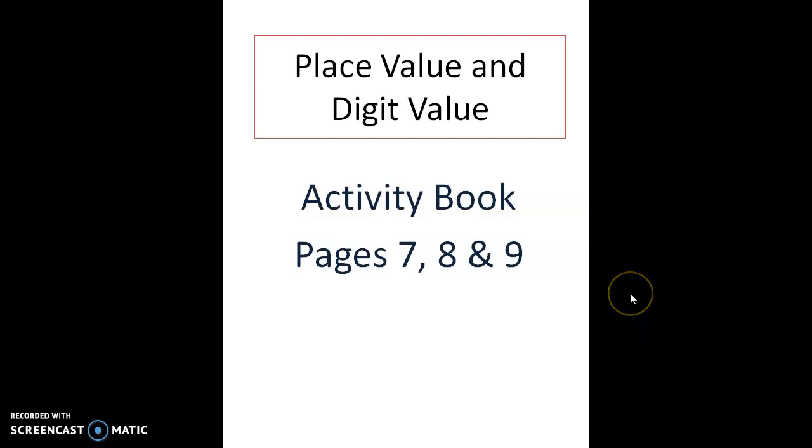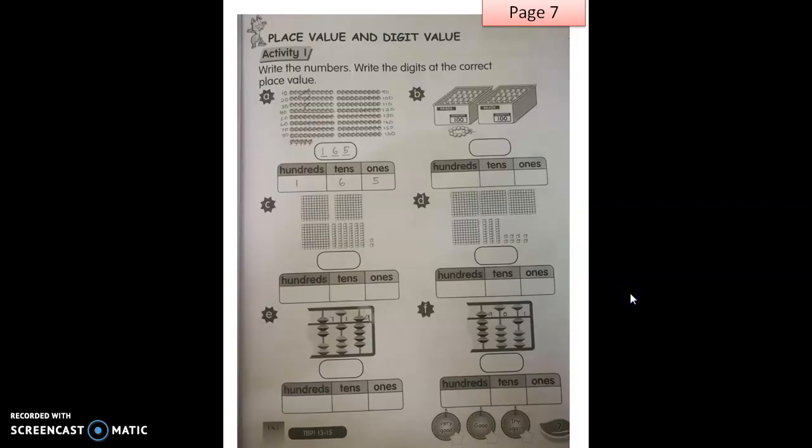Place value and digit value. Look at your activity book, page 7, 8 and 9. Now, page 7. Activity 1. Write the numbers, write the digit at the correct place value. Okay, now, A. Count the marbles.